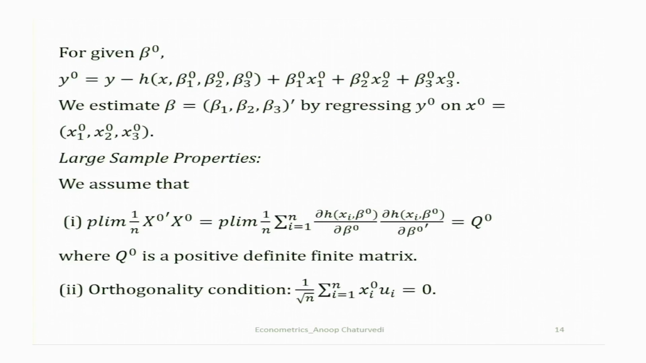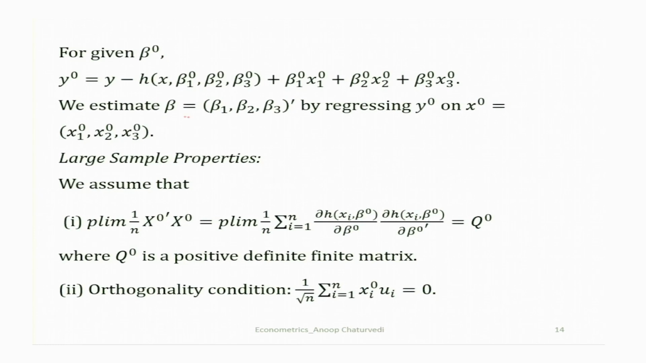So, for given beta naught, you have y naught equal to y minus h(x, beta 1 naught, beta 2 naught, beta 3 naught) plus beta 1 naught x 1 naught plus beta 2 naught x 2 naught plus beta 3 naught x 3 naught. You have already defined x 1 naught, x 2 naught and x 3 naught.